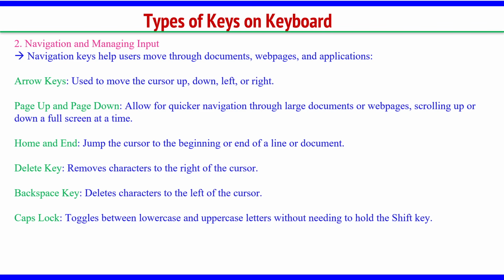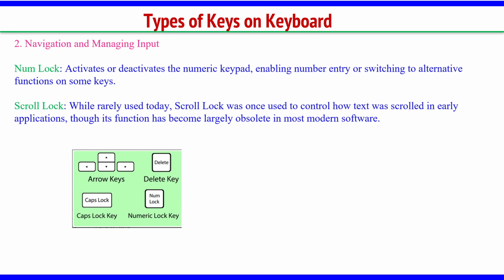Okay, so if you want to type your name as Raj, R-A-J, you have to turn on the caps lock and type R, so it will give caps. Then again turn off the caps lock, and you can type small a and j, right. So this is the second type of keys we have on the keyboard.